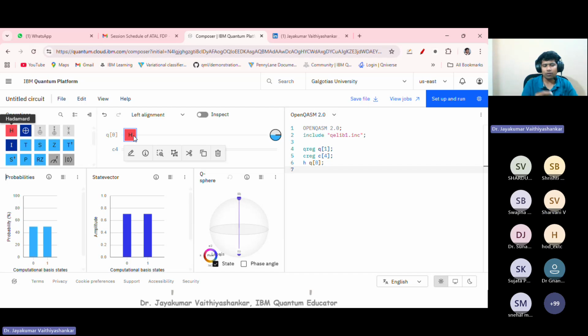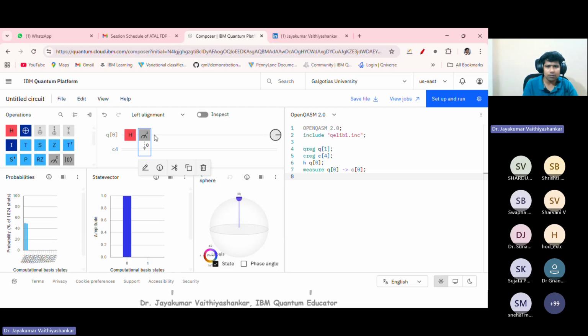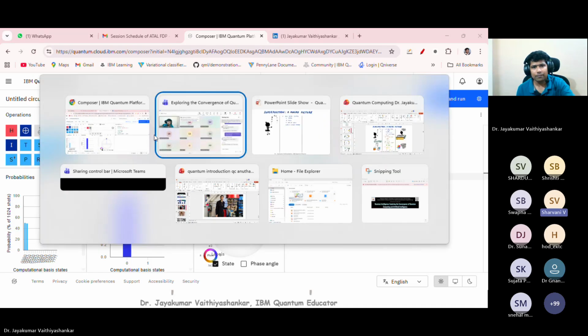Now you tossed your coin. Now you tossed your qubit. If you do measurement, what happens? It will show only one possible outcome. Now I got state 0. Sometimes I will get state 1. So randomly I will get a value if you do measurement over your superposition qubit. Is it clear now?